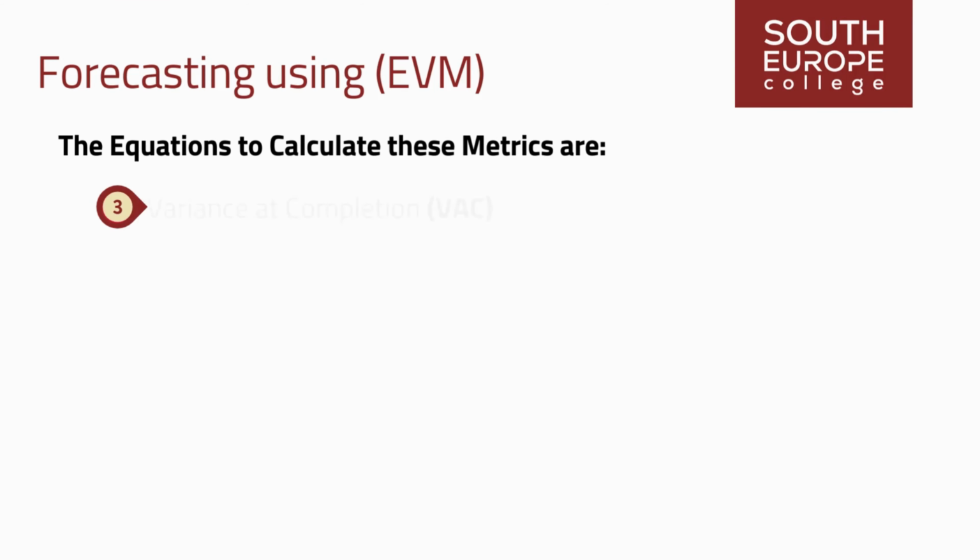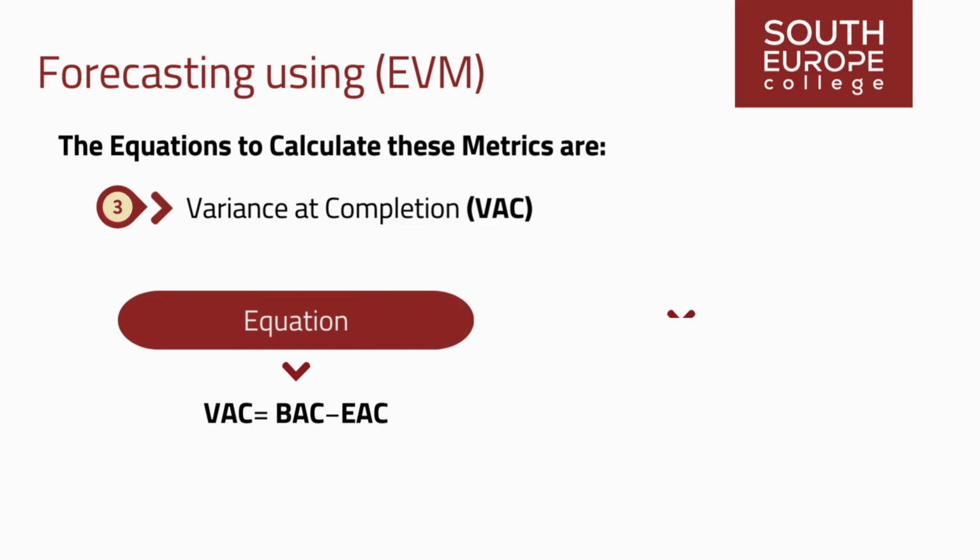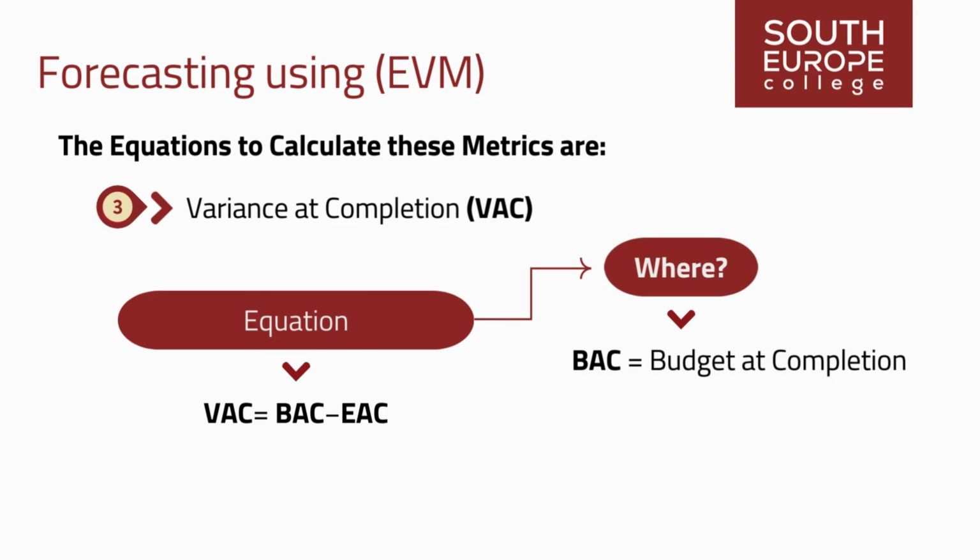3. Variance at completion, VAC. VAC represents the projected cost variance at the completion of the project. It indicates whether the project is expected to be under or over budget at completion. VAC is calculated by subtracting the EAC, estimate at completion, from the BAC, budget at completion. Equation: VAC equals BAC minus EAC, where BAC equals budget at completion, total budget for the project, EAC equals estimate at completion.